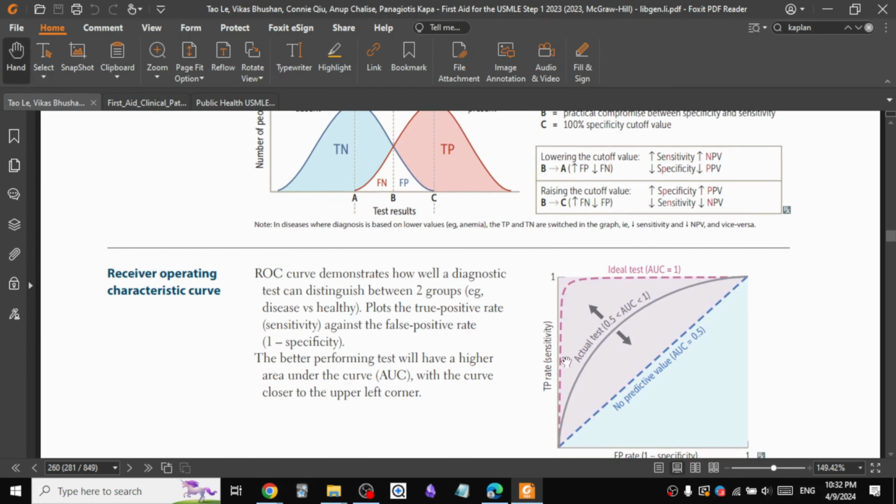Okay. Reality is that it's usually between 0.5, which means that there is no predictive value, and 1. Okay, so a test with a good curve will be closer to 1, which just means that you have low FP values compared to the TP values. You see how high I am right here. So the better performing test will have a higher area under the curve, with the curve closer to the upper left corner.